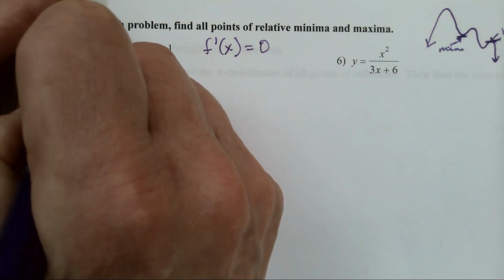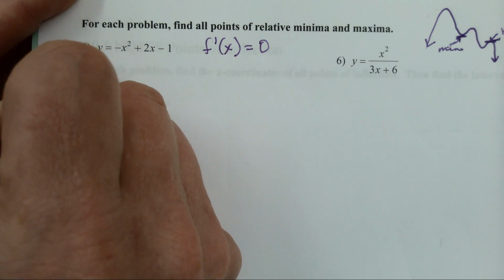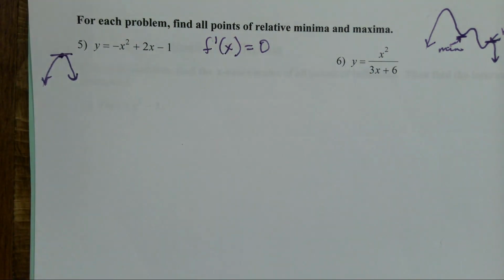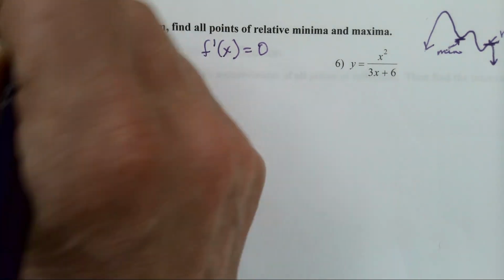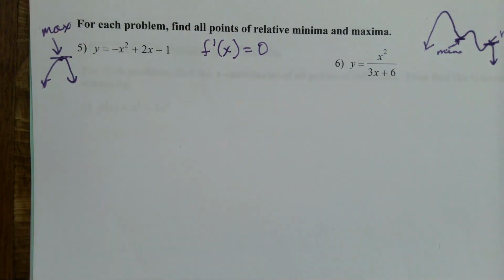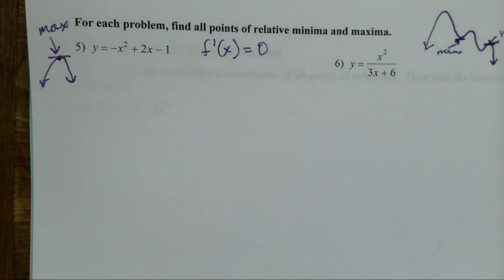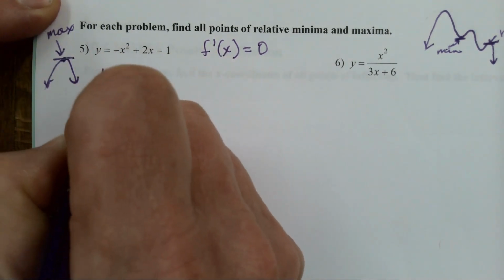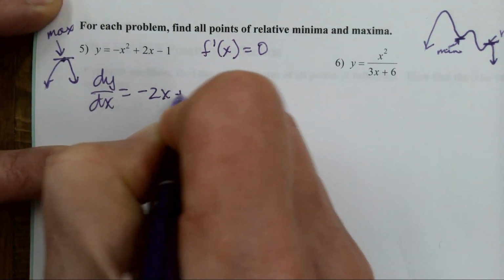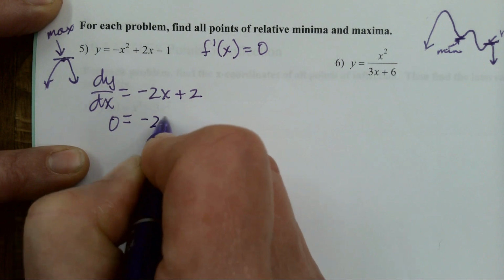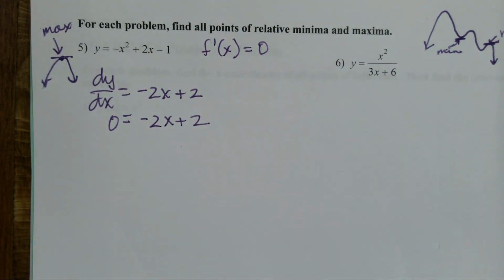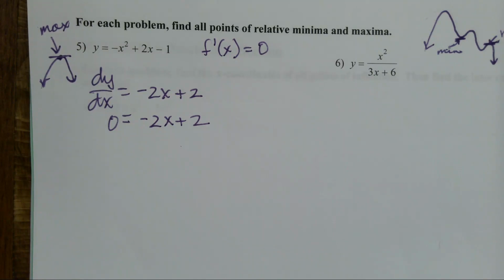So what do I expect to see on this graph? This point is what? A max. It's a high point. And so this parabola is going to have one max value because there's one place that it changes direction. I want to find where that is. So I take my derivative, dy/dx, and set it equal to 0. Then I'm going to solve for x.